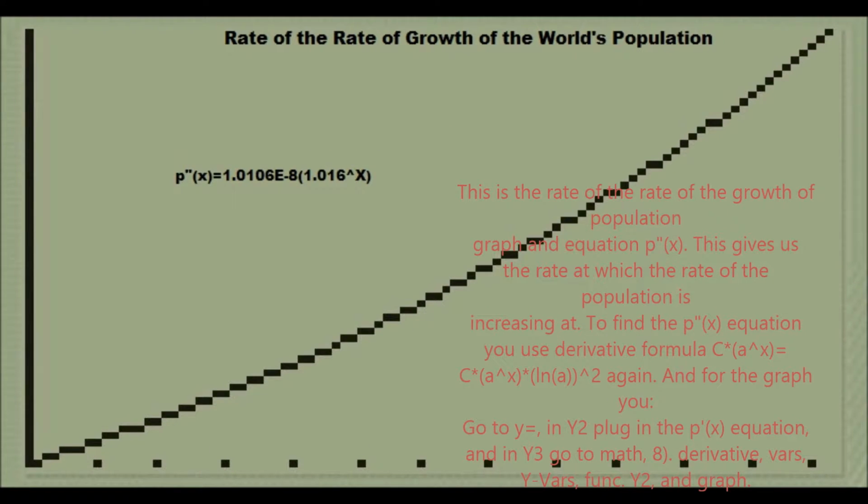This is the rate of growth of the population graph and the equation P double prime of x. This gives us the rate at which the rate of the population is increasing. To find the P double prime of x equation, use the derivative formula: constant times a to the x times ln a squared. And for the graph, you go to Y equals, in Y2 you plug in the P prime of x equation, and in Y3 you go to Math, A, derivative, VARS, Y-VARS, Function, click on Y2, and then click on graph.